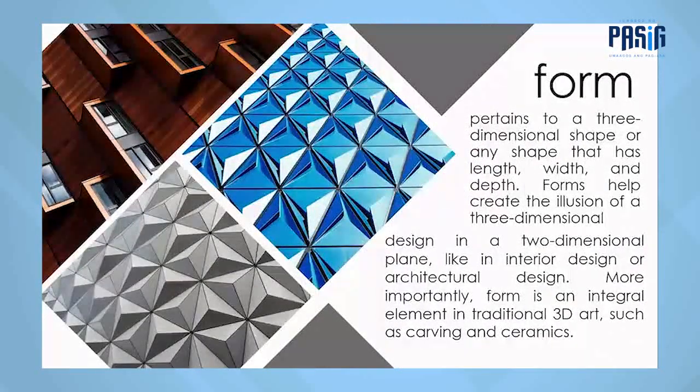The next element is form. This pertains to a 3-dimensional shape or any shape that has length, width, and depth. Forms help create the illusion of 3-dimensional design in a 2-dimensional plane, like in interior design or architectural design. More importantly, form is an integral element in traditional 3D art, such as carving and ceramics.